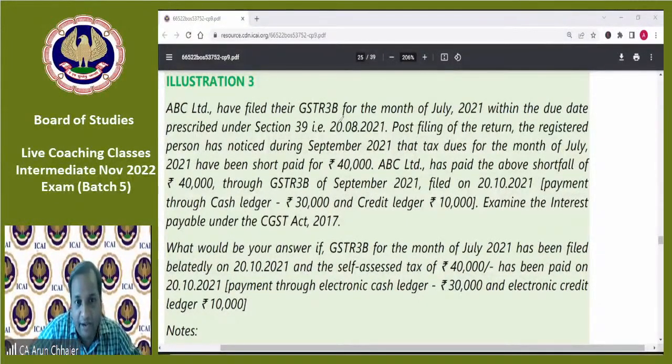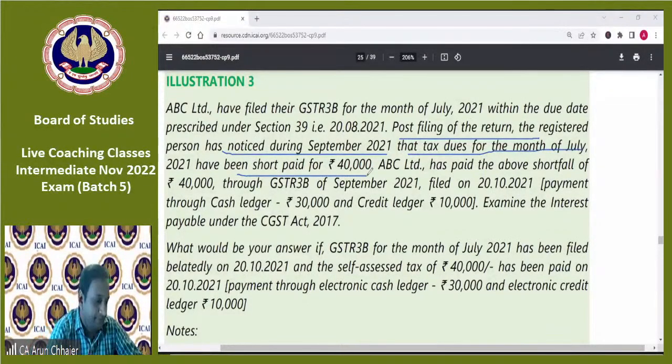ABC Limited has filed 3B for the month of July within the due date prescribed under section 39, that is 28th of August. Post filing the return, the registered person has noticed during September that tax due for July has been short paid by rupees 40,000. By solving this practical illustration, your doubt would be more clarified and you will be more clear about your concept.